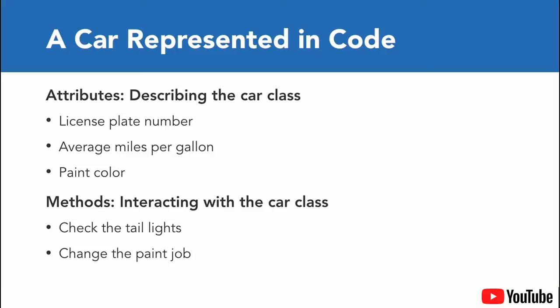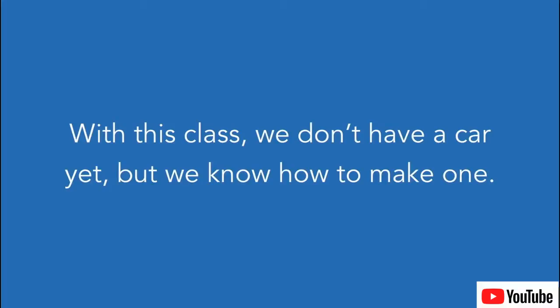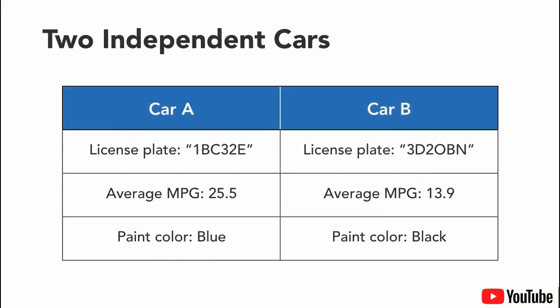In code, it looks a little different, but the core principles are the same. With this blueprint, we don't have a car yet, but we know how to make one. This class, shown before, is how you make a car. Let's try thinking up some possible cars right now. We could have a car that has license plate number 1BC32E, average miles per gallon 25.5, and paint color blue.